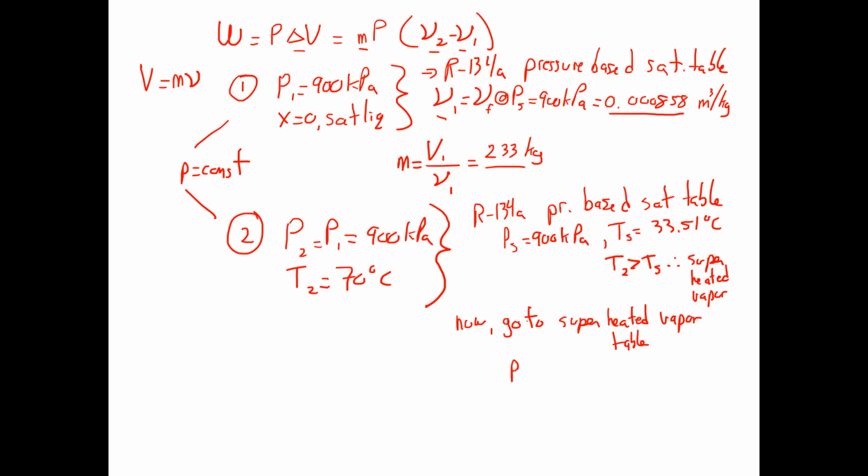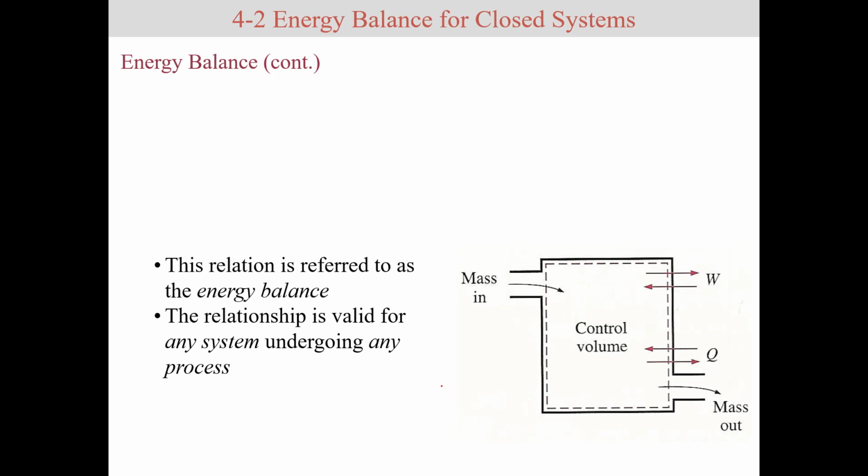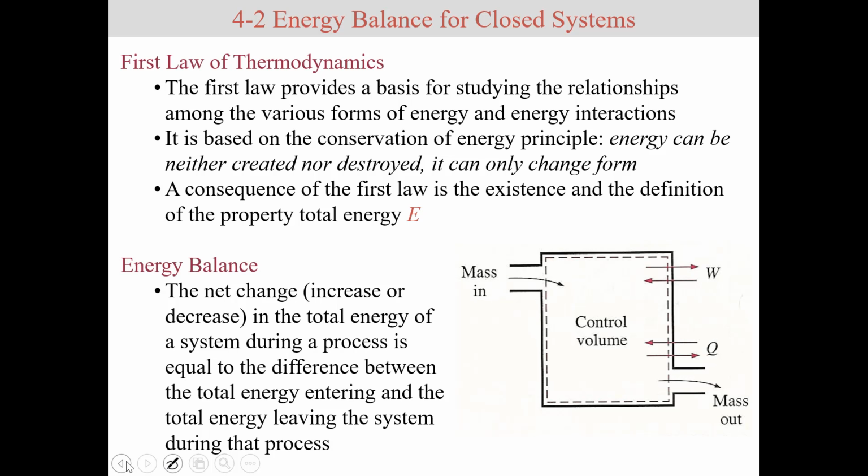And for a pressure of 900 kilopascals and a temperature of 70 degrees Celsius, I can figure out that my specific volume at state 2 is 0.027413 meters cubed per kilogram. So, excuse me, this jumped ahead of me.